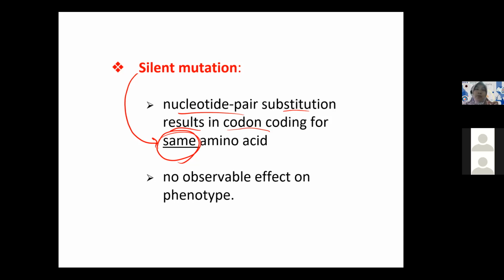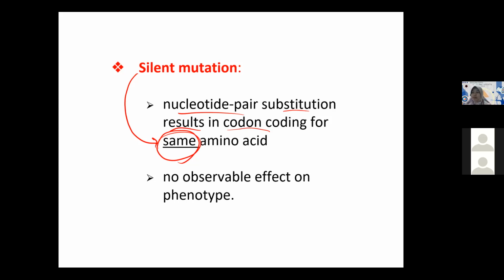Tapi pertukaran tu menyebabkan it still produce the same amino acid. It still produce the codon that code for the same amino acid. So bila benda ni berlaku, it called as silent. Maknanya takkan ada kesan yang terlihat. You cannot see any difference because mutation happen, but it does not show you obvious effect, which is it does not change the protein, it does not change the amino acid. Okay, that is what meant by silent mutation.